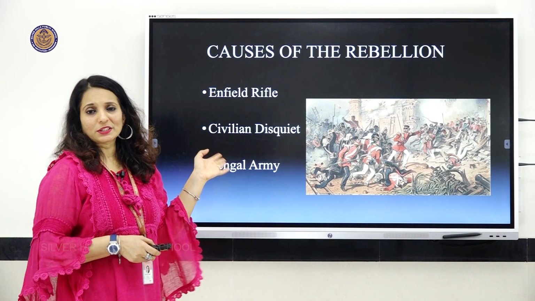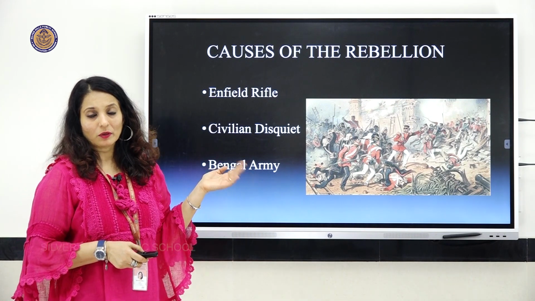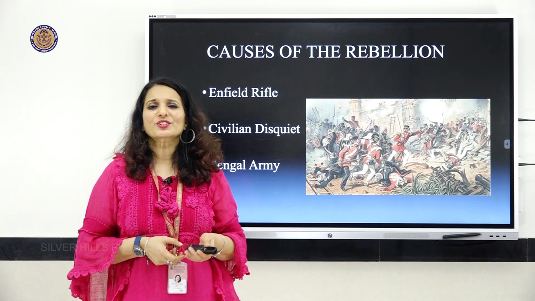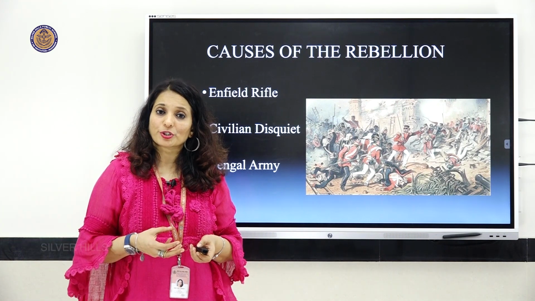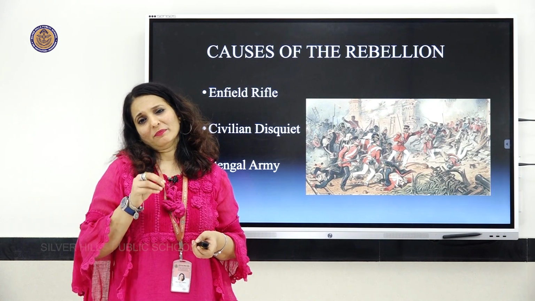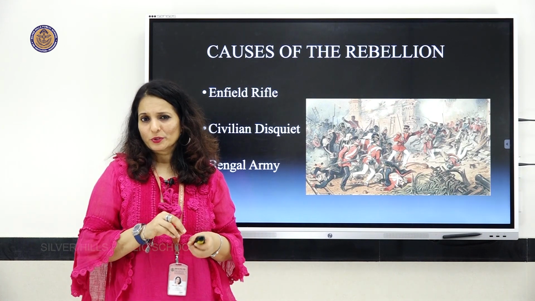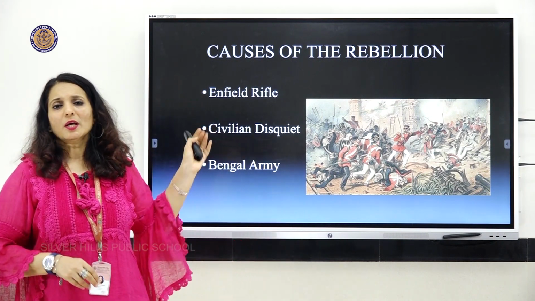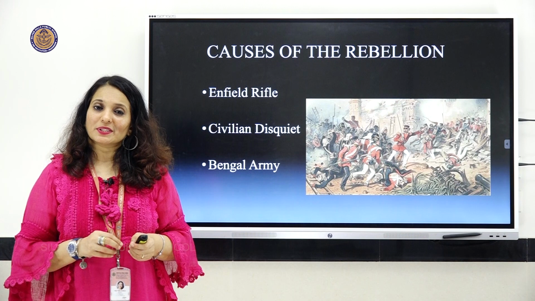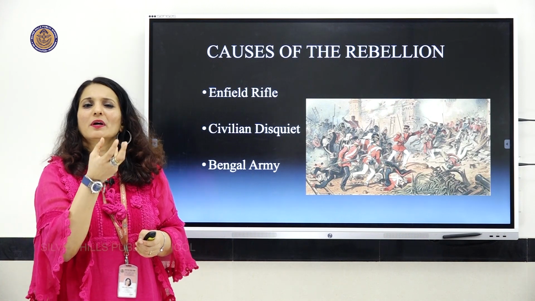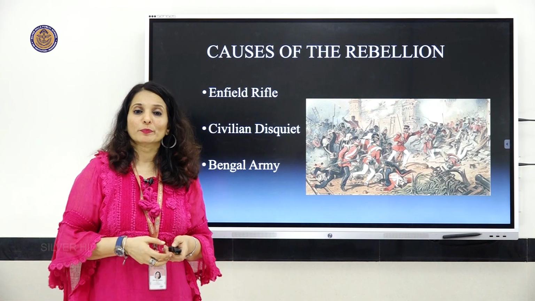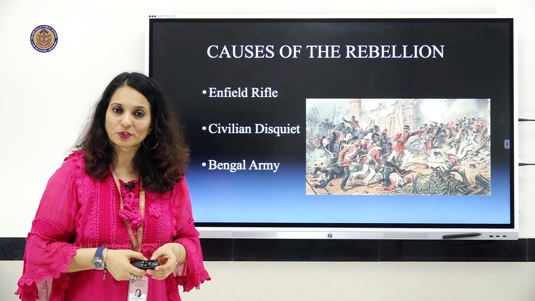Now we are coming to the main causes of the rebellion. The Indian soldiers in the British army had to bite the greased wrapper from the cartridge, which had to be inserted into the rifle. That rifle was called the Enfield rifle. These greased wrappers were covered with the skin of pigs and cows, which hurt the religious sentiment of the Hindu and Muslim soldiers.